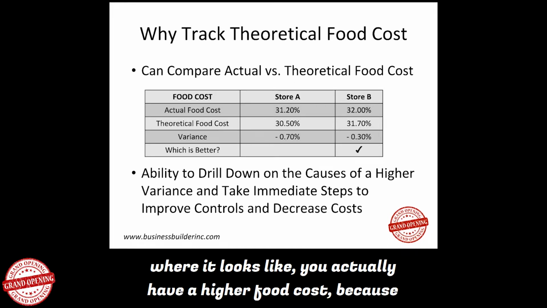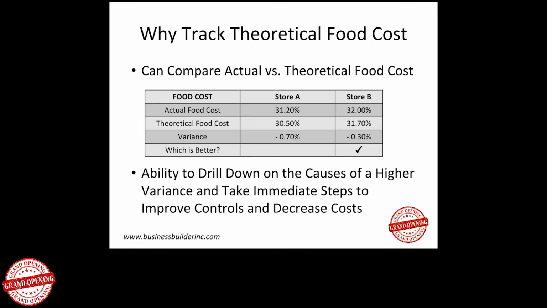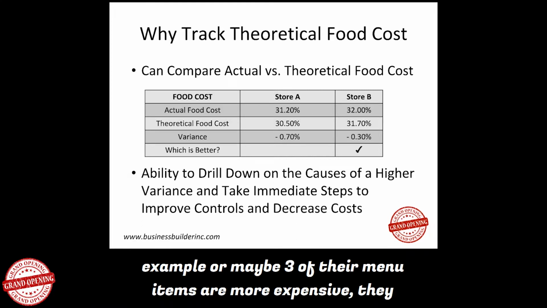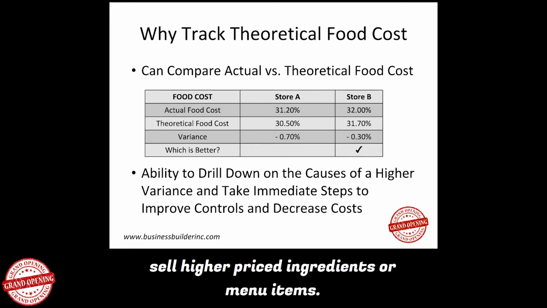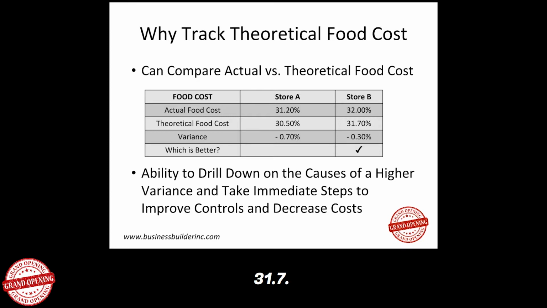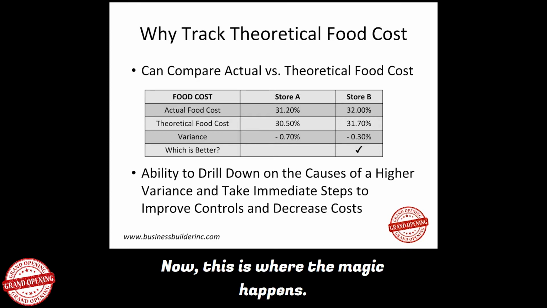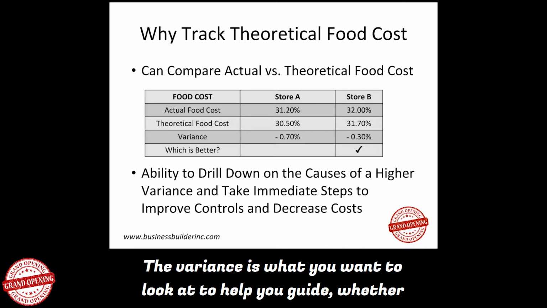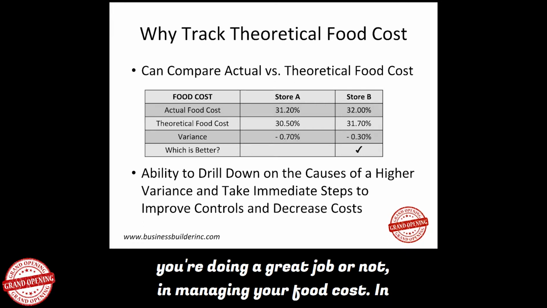In store B, where it looks like you actually have a higher food cost because it's 32 versus 31.2, take a look at the theoretical food costs. Again, this is an example where maybe 3 of their menu items are more expensive. They sell higher priced ingredients or menu items. So in essence, their theoretical food cost should be 31.7. Now, this is where the magic happens. The variance is what you want to look at to help guide whether you're doing a great job or not in managing your food costs.